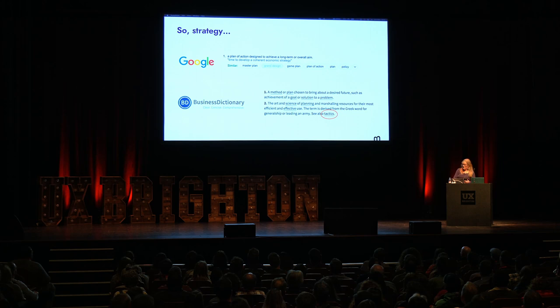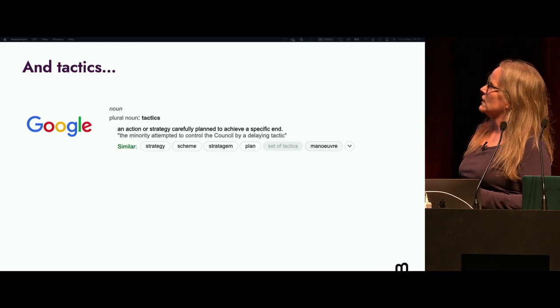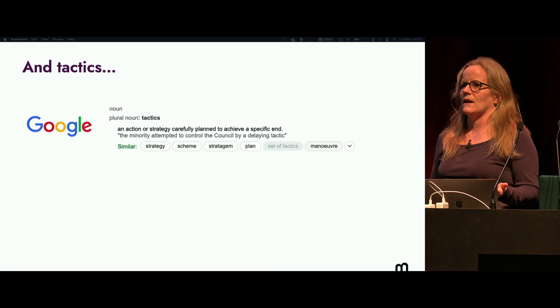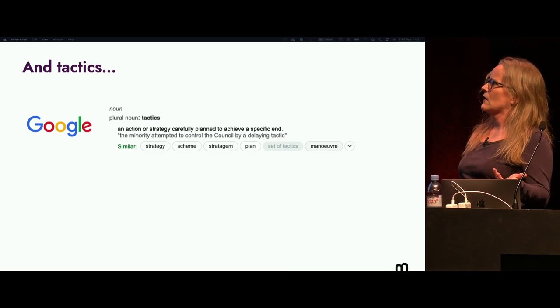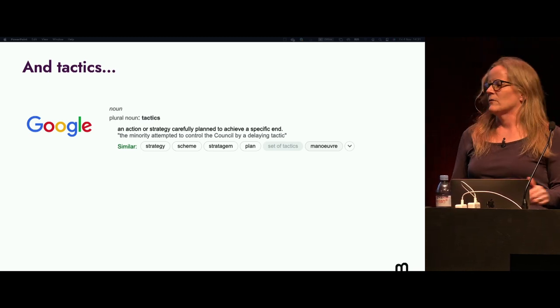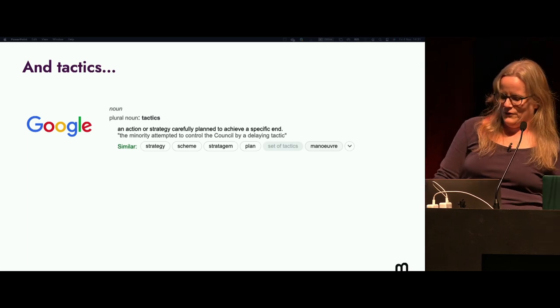Business Dictionary says, see also tactics. So I thought, okay. When I was talking to Danny about this, he said, oh, I'm never quite sure what the difference is between strategy and tactics. So I thought, oh, that's an interesting point. Let's talk about the difference between strategy and tactics. I started with Google before, so I'll carry on with Google now. So Google says, an action or strategy carefully planned to achieve a specific end. I'm like, hang on. So tactics are strategy? I'm like, thanks, Google. That's no help at all.